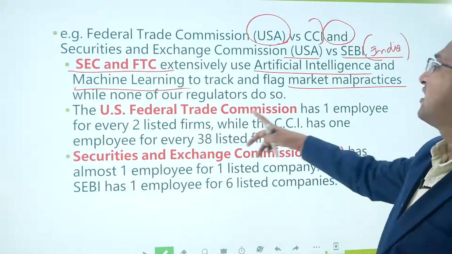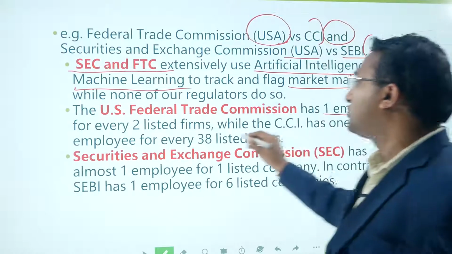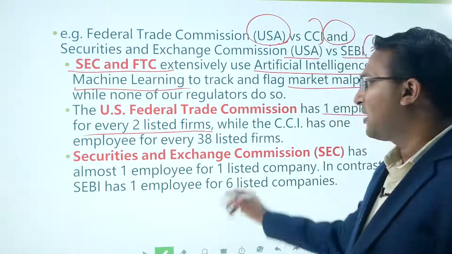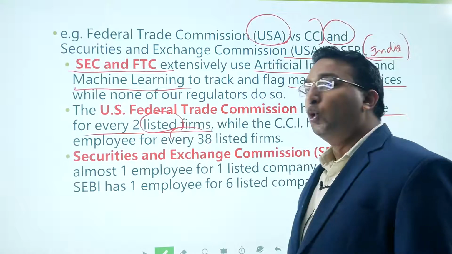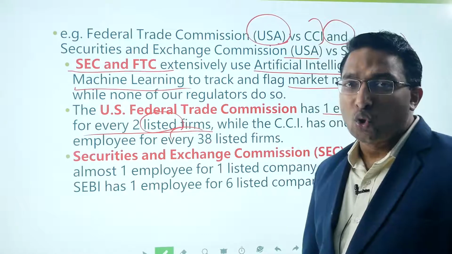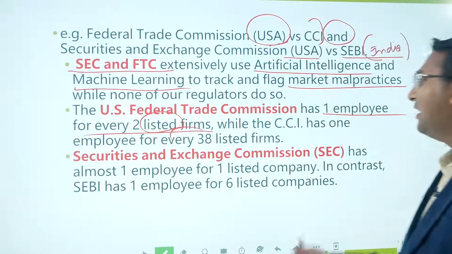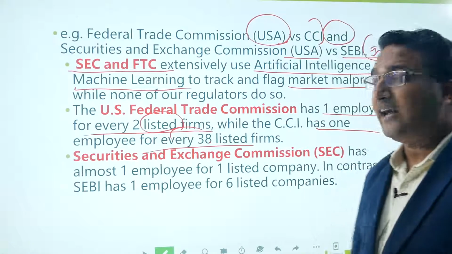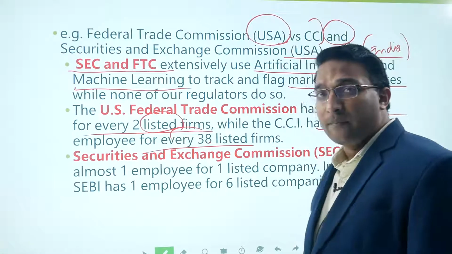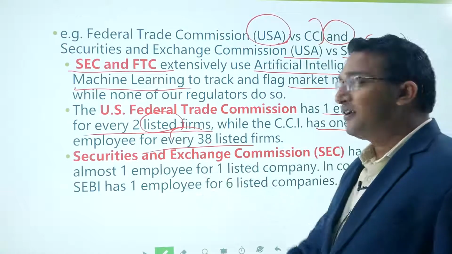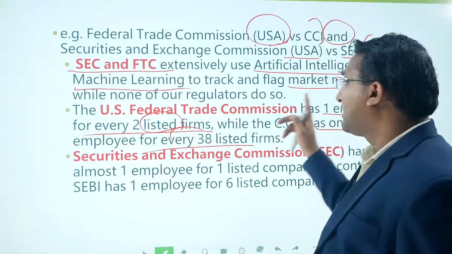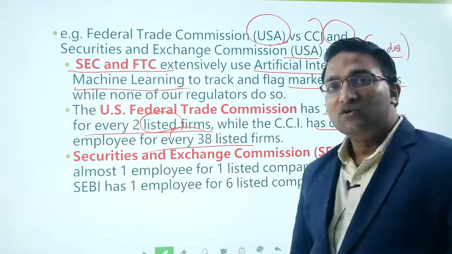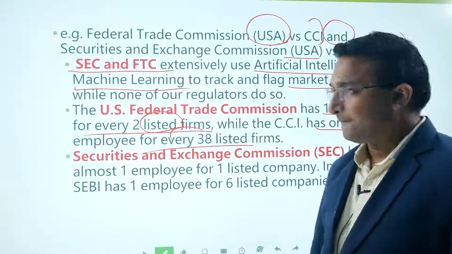The US Federal Trade Commission has one employee for every two listed companies. What is the meaning of a listed company? The company which is listed in the stock exchange, whose shares can be bought and sold by anyone. While the Competition Commission of India has one employee for every 38 listed firms. That is a very, very huge gap. So one employee takes care of 38 listed companies. Here one employee takes care of two listed companies, that too with the technology. Here there is no technology. So that means the quality of supervision is very, very poor.